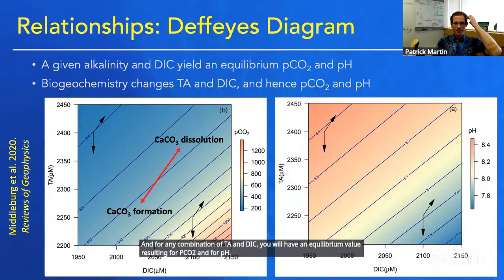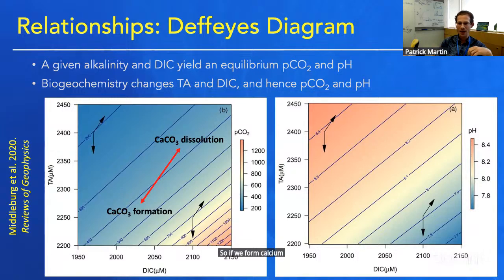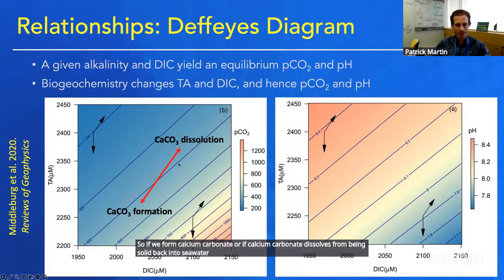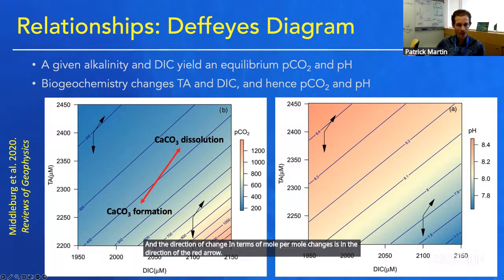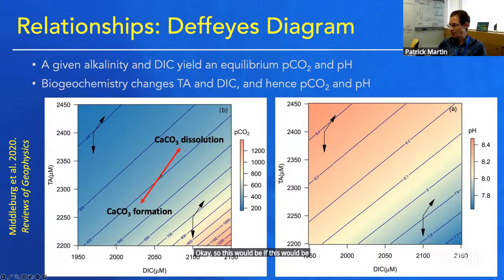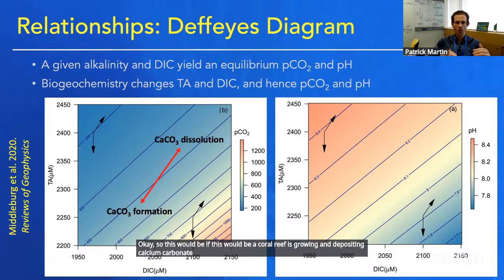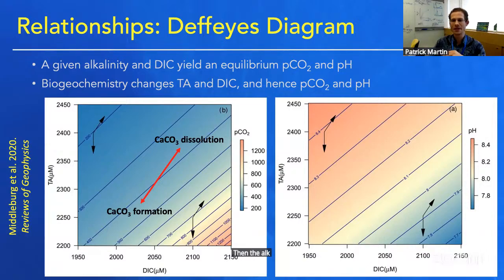So if we form calcium carbonate, or if calcium carbonate dissolves from being solid back into seawater, the alkalinity and DIC are both affected, and the direction of change in terms of mole per mole changes is in the direction of the red arrow. Okay, so if a coral reef is growing and depositing calcium carbonate, then the total alkalinity in the water will decrease and the DIC will decrease a bit. If the coral reef dissolves again, then the alkalinity is increased and the DIC is increased.